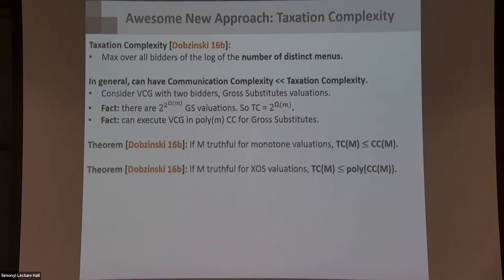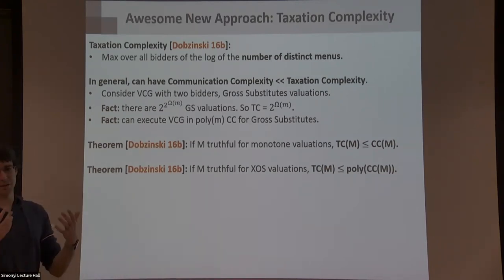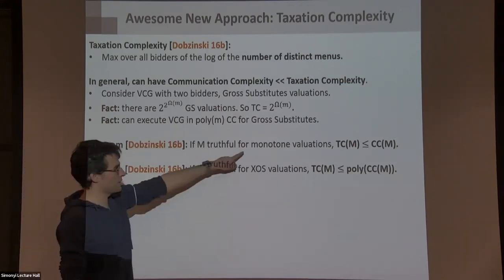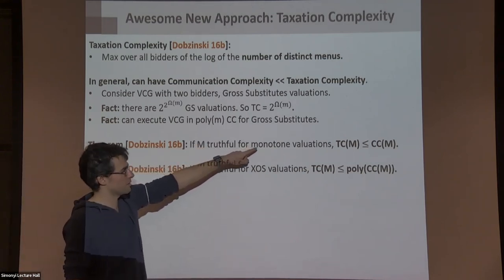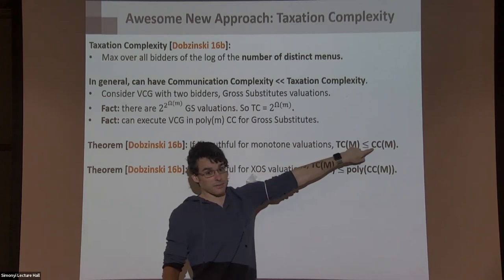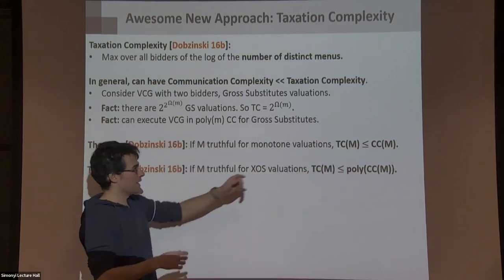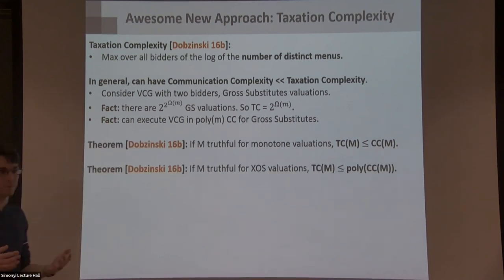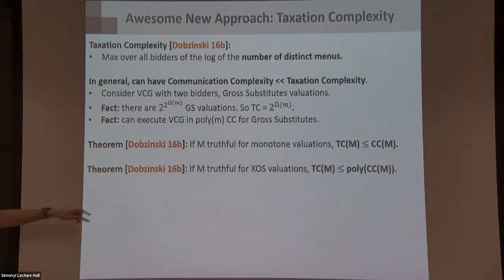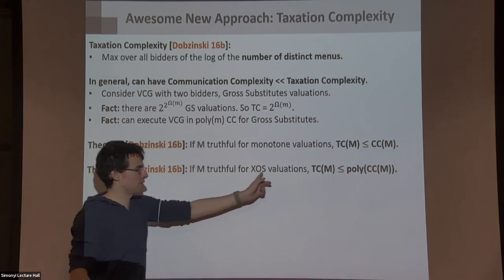However, what Shahar did is he showed that if you have something that is truthful for rich enough classes of valuations, you can't avoid learning the menu that you're presenting. In particular, you at least have enough communication to learn what the menu is. This is the cleanest one. He showed that if it's truthful for all monotone valuations, this is a lower bound on the communication. So what that means, related to what I was mentioning, is that if we knew how to prove lower bounds on this, then we would get lower bounds that apply only to truthful mechanisms, but not necessarily arbitrary protocols. And he showed the same thing, they're polynomially related, for XOS valuations.